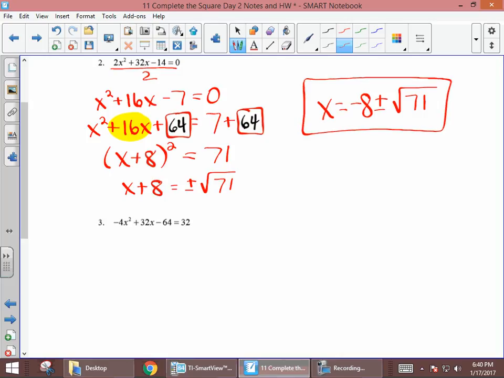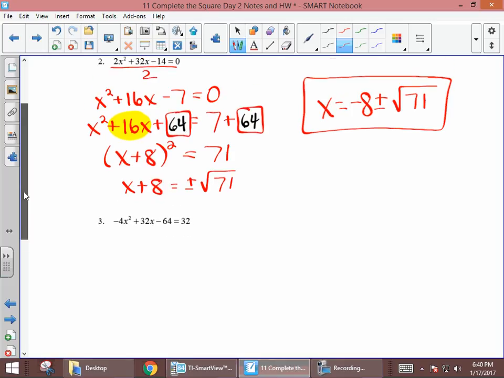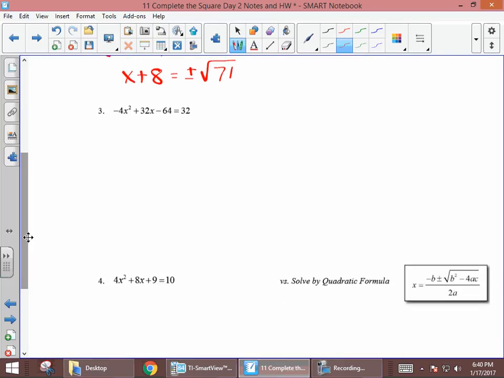The solutions here are irrational. They are real, but they're not rational. So you could not have factored this problem. Couldn't have factored it to solve.